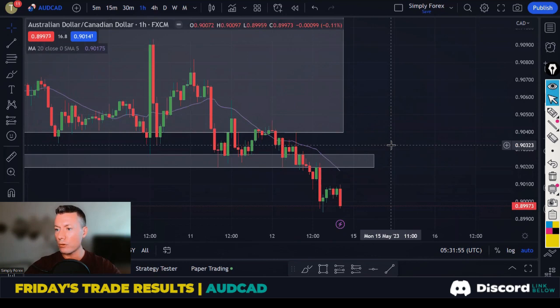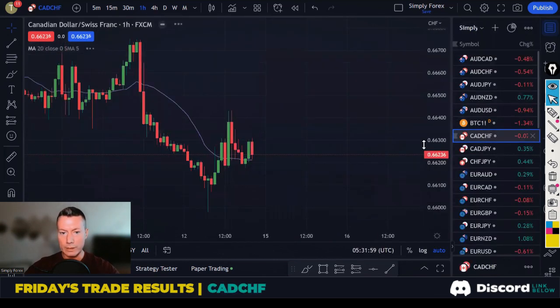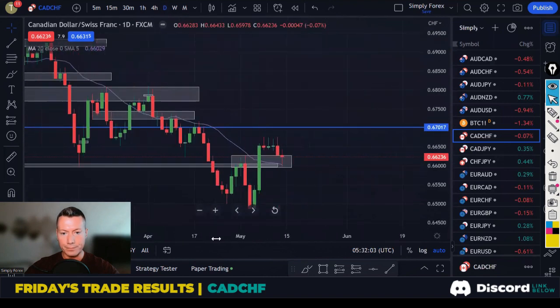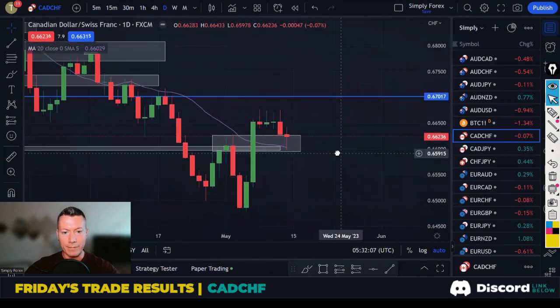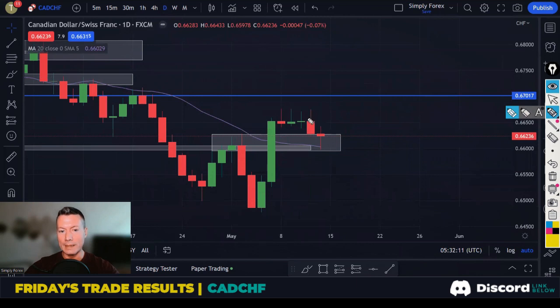What was the next trade? The next one was this Canadian dollar against the Swiss franc. Again, if we start with the day chart. I like this trade because it's in an area of value. Okay. So, sorry guys, zooming in and out. It's enough to make you go mental.